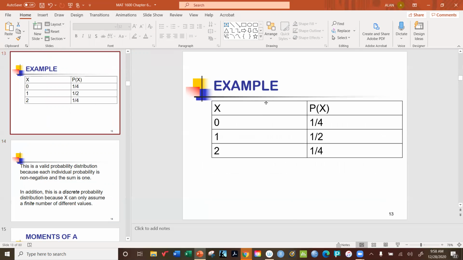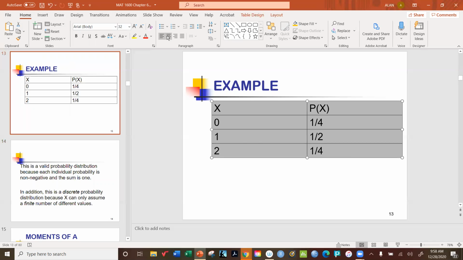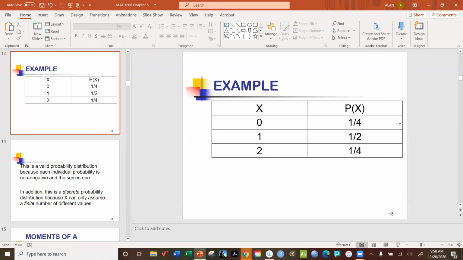In fact, what we could do is have a separate column here that shows the original outcomes. We don't need to do that, but you could if you needed to. And then these are the corresponding probabilities. This table is the probability distribution.